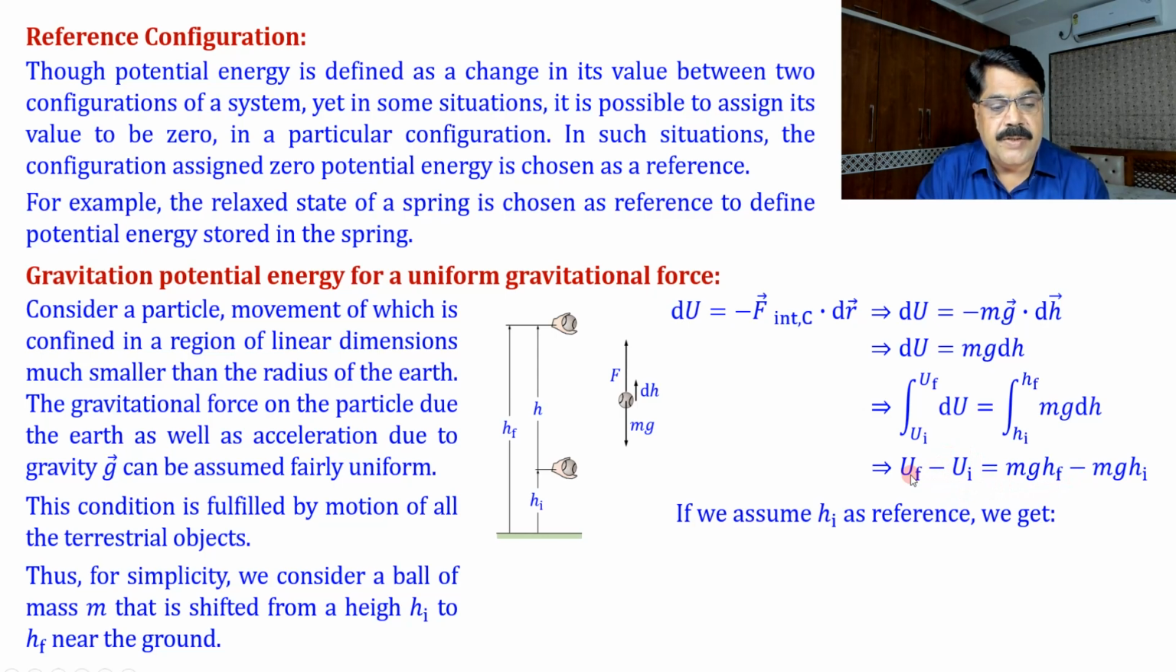So if we say U final minus U initial, what we have here is U minus 0 is equal to mgh. So U is equal to mgh. In that way we have seen the potential energy of this earth-ball system.